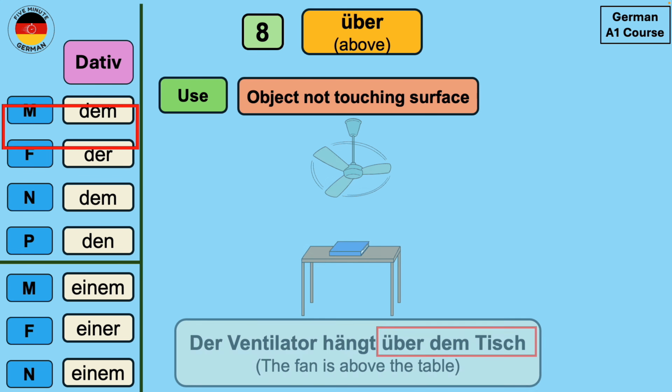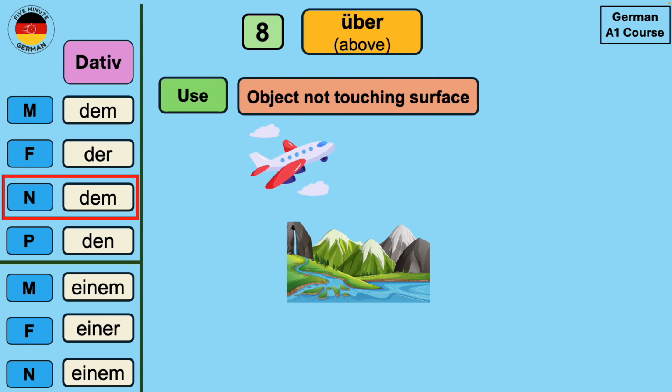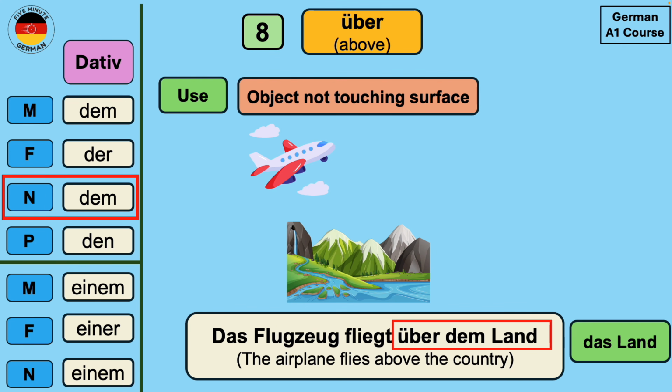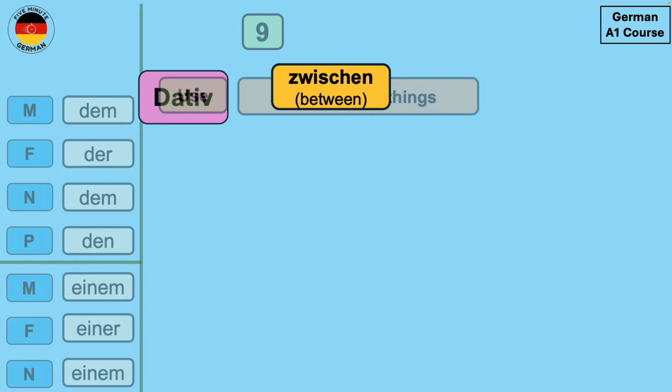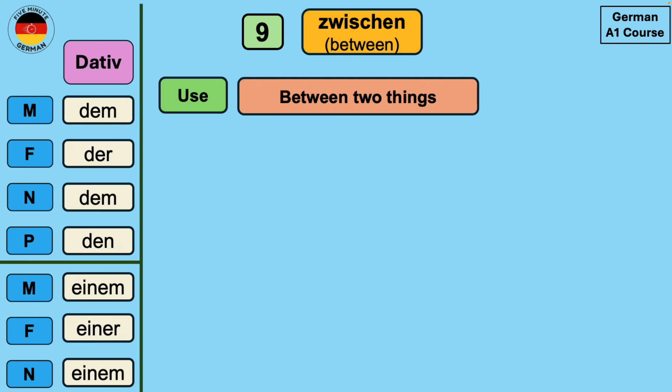Now we have another example of this airplane which is flying above this land. So we can say, das Flugzeug fliegt über dem Land. The airplane flies above the country. So this was über. The next preposition is zwischen, which means between. And it is used when we have to describe something which is between two things.